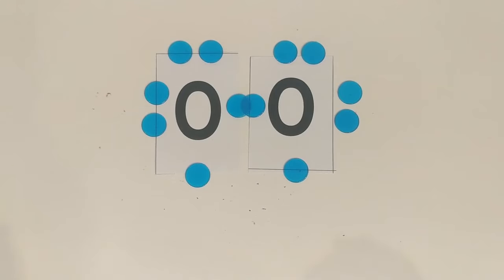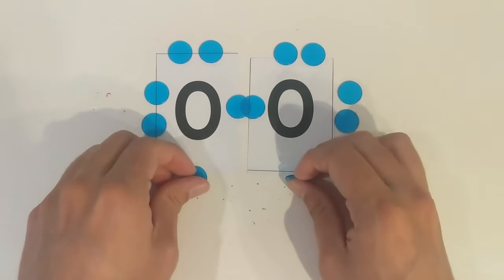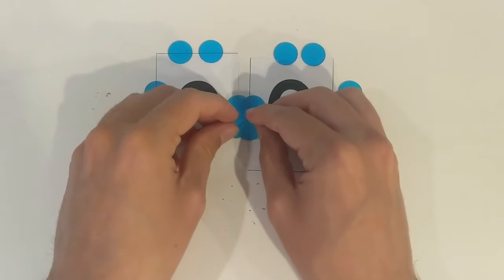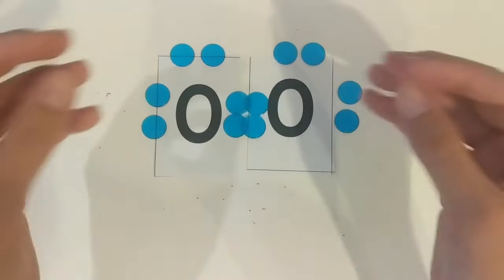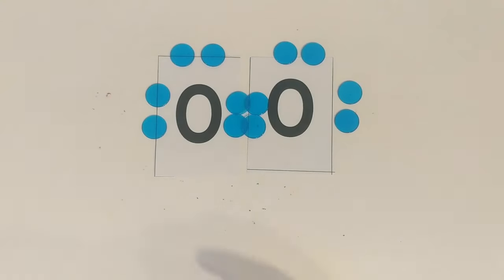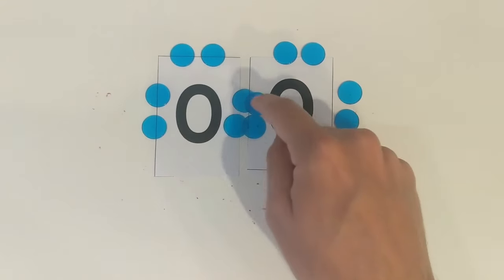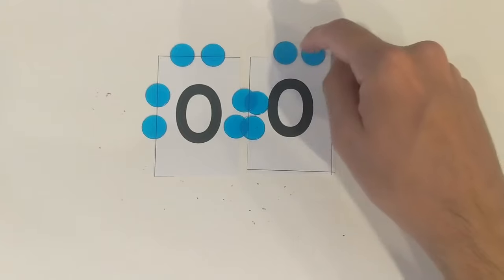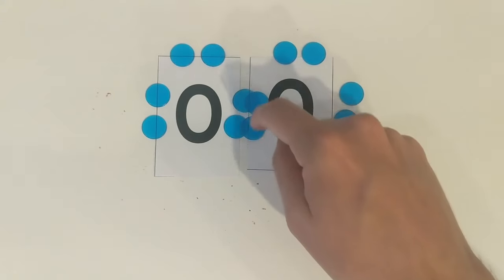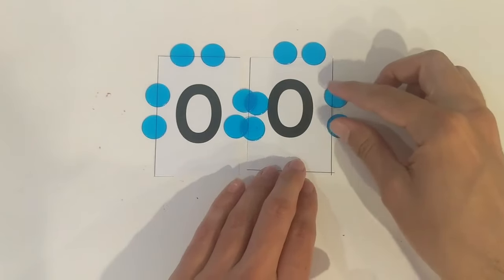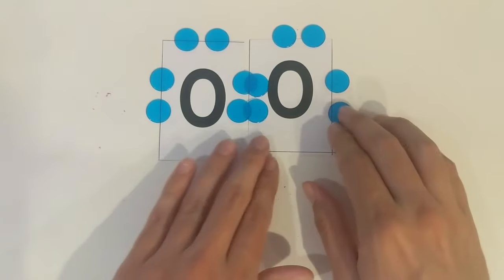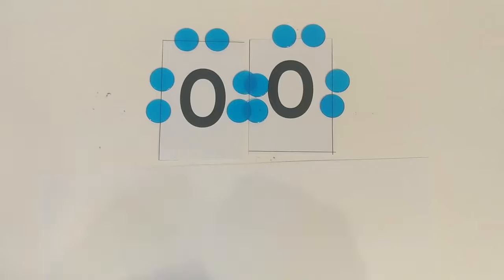So what they can do is both share another electron with each other. Now they're both sharing two electrons. And if we count that up, we've got 1, 2, 3, 4, 5, 6, 7, 8 for each, and they are both happily filling their octet.